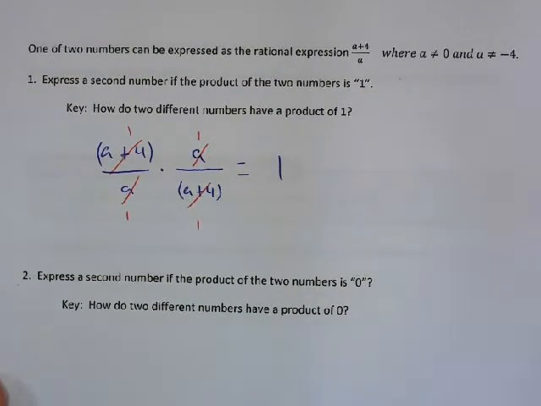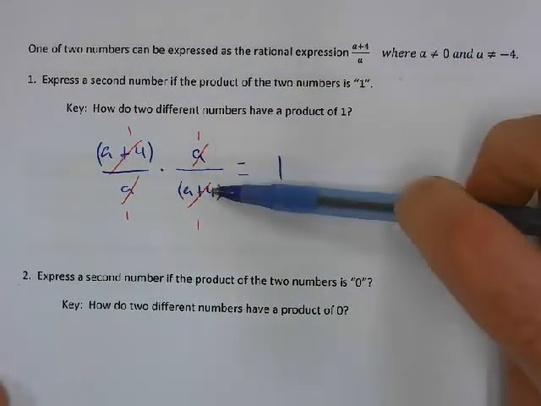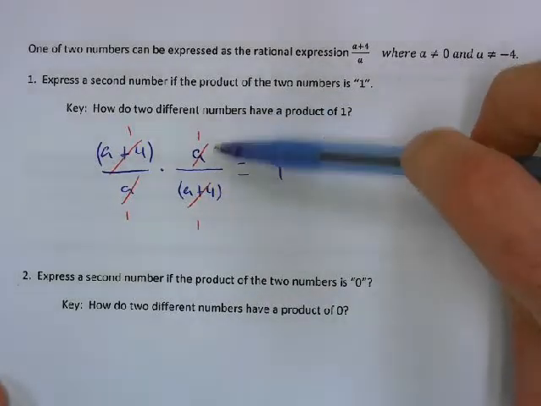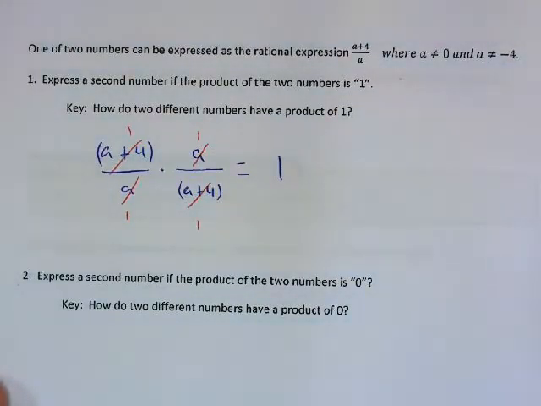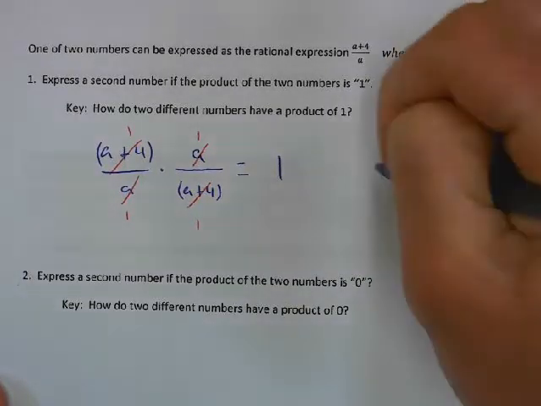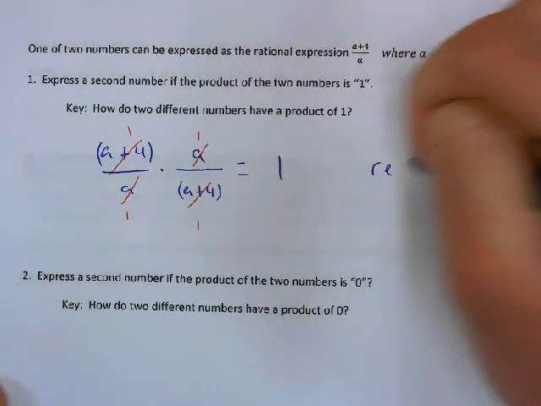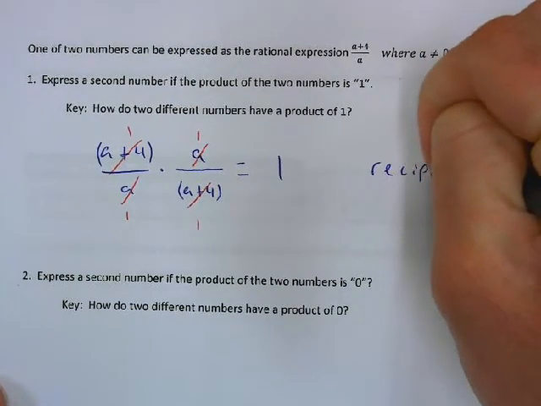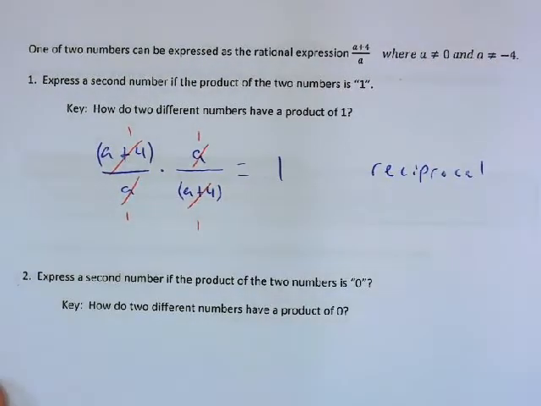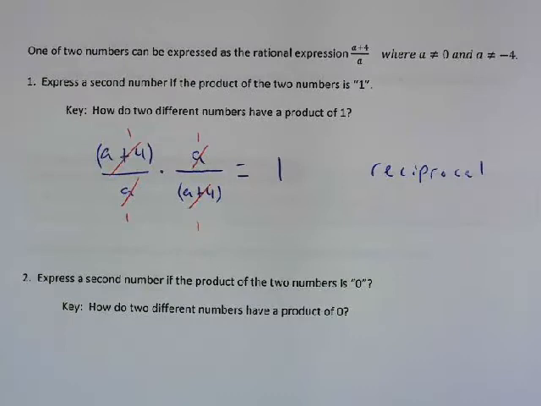Okay, so anyways, we found the second number. What was the second number? Well, my first number was a plus 4 over a. My second number was a over a plus 4, which is the reciprocal of our original number. So if I want to multiply two numbers and get a product of 1, then I want to multiply by its reciprocal. Okay? We don't need to write a whole sentence, but let's just put reciprocal so it stands out. Hope I spelled that right. All right. Okay, so that's number 1.